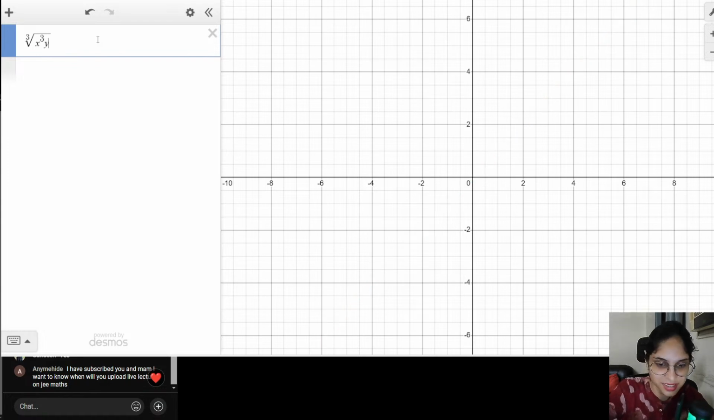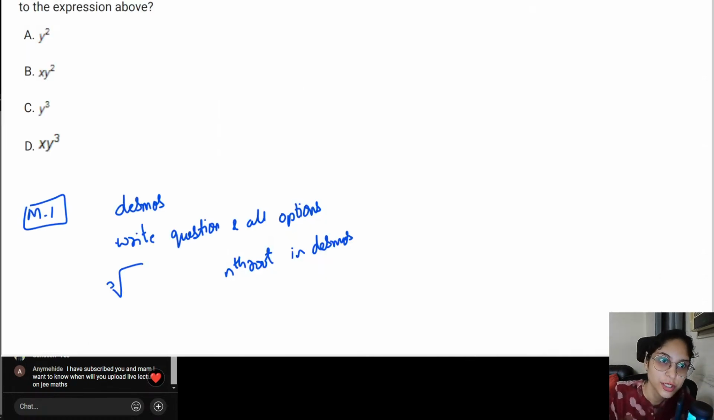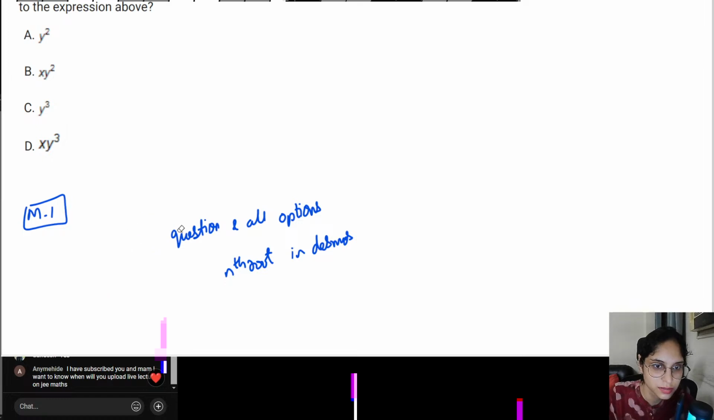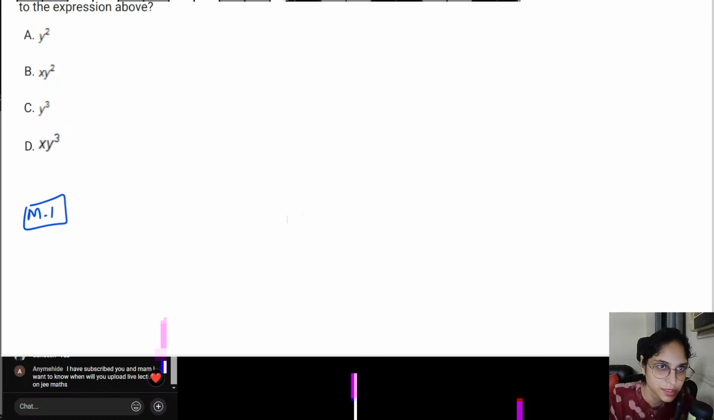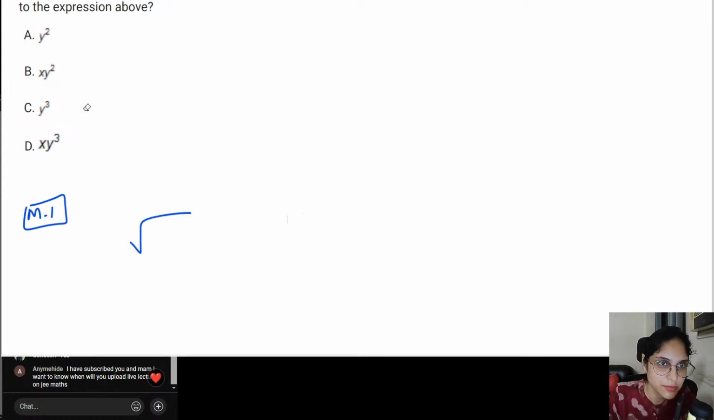X cube. Y to the 6th. And there's no graph, so you can't use that method. No Desmos, because there's both X and Y. So there's only one method. I just wanted to tell you how to write nth root in Desmos.